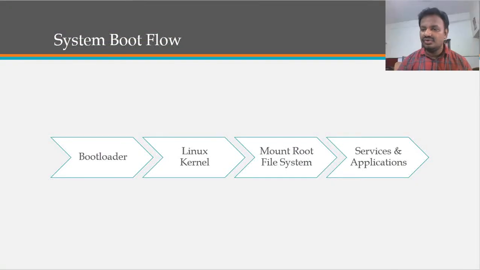This is the boot flow of embedded Linux: it boots from the bootloader, and then the bootloader loads the Linux kernel from the micro SD card. It loads the Linux kernel into the RAM, extracts it, and starts running the kernel, and it boots.